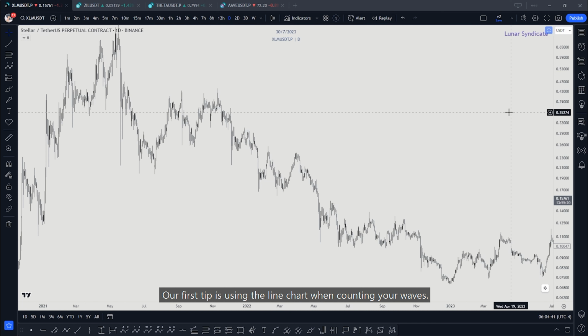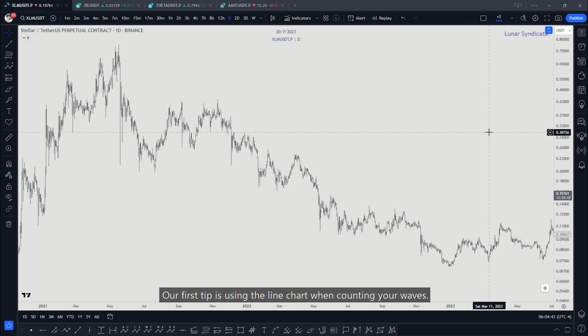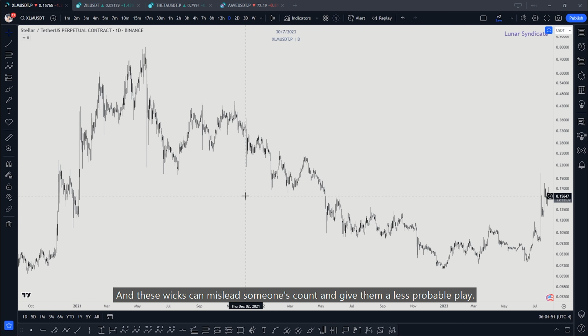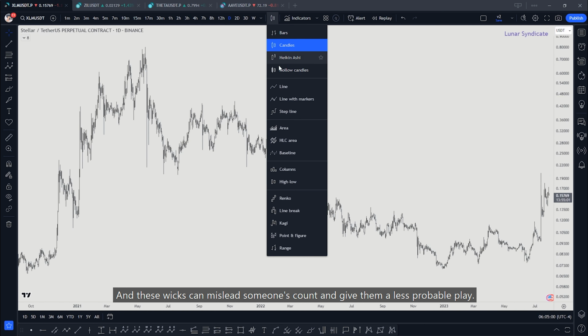My first tip is using the line chart when counting your waves. What the line chart does is it eliminates wicks that can often skew price structure. And these wicks can mislead someone's count and give them a less probable play. So when switching to the line chart, we can make out the structure more clearly.